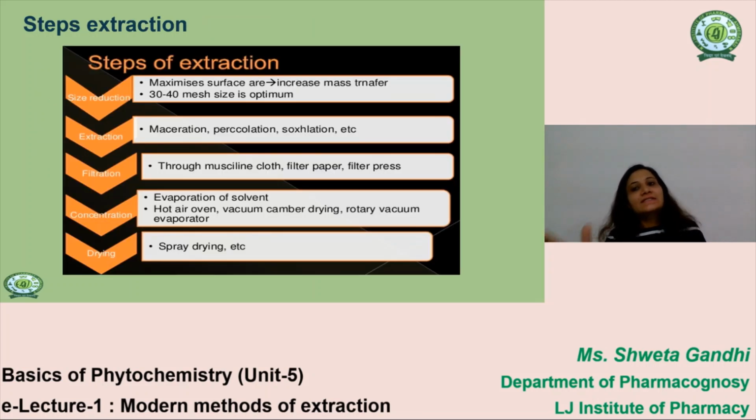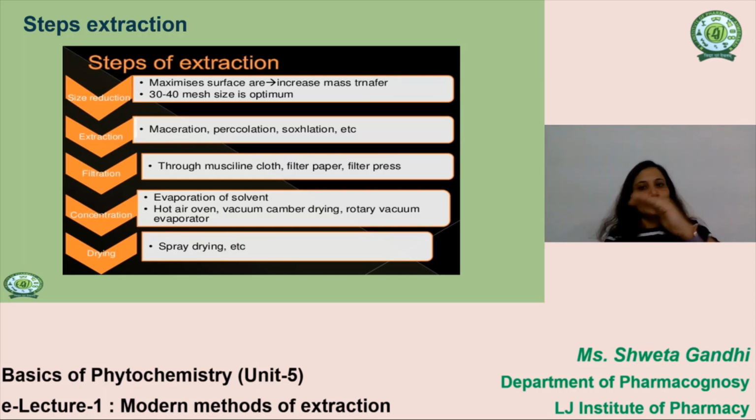Next is the steps of extraction. Steps means how do we get finally the crude drug, active constituent. First of all, crude drug is the powdered drug, so we have to do the size reduction. What is the benefit of size reduction? With the help of size reduction, we increase the surface area. As the surface area increases, it is easier to get the solubility. So the maximum surface area increases the mass transfer.